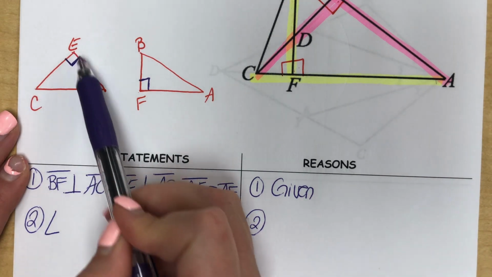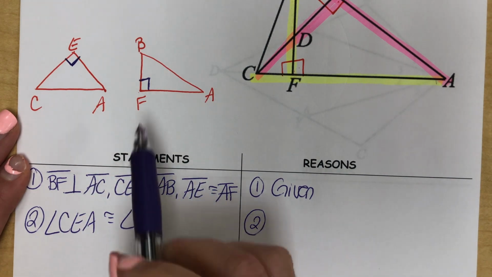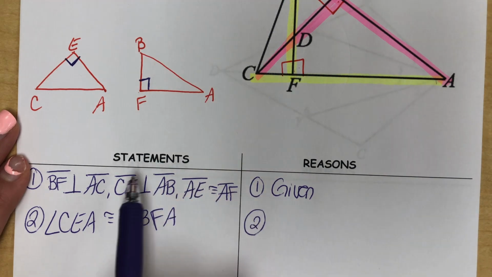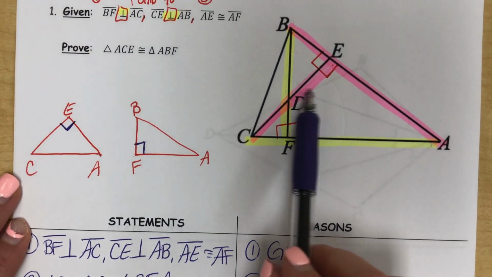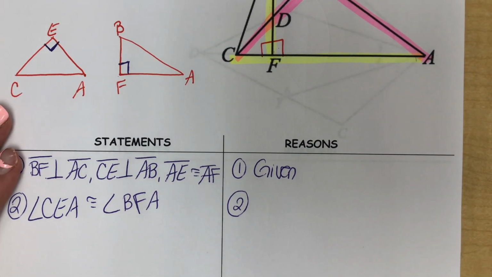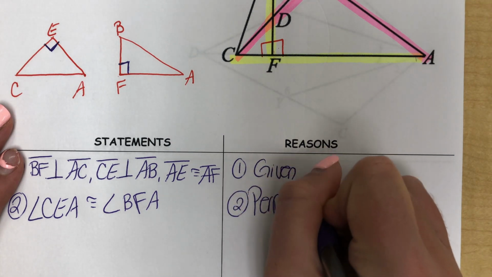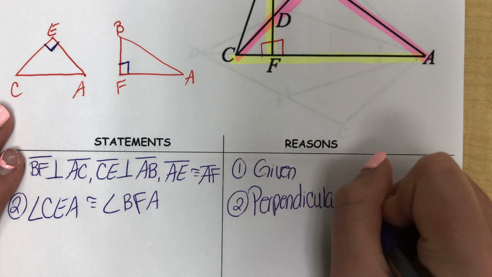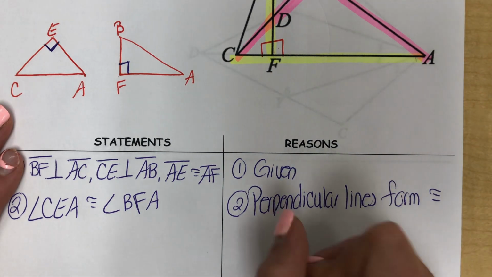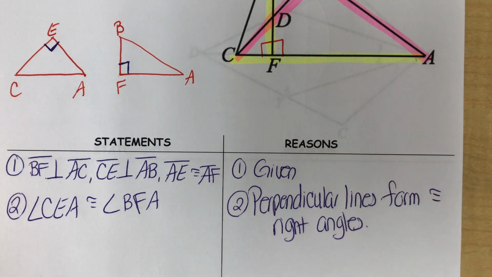Angle CEA is congruent to angle BFA. And again, you can use your diagrams or you can use the original diagram. It doesn't matter, all right? And how do I know that those angles are equal? Well, if I look back in my given, the vocabulary word was perpendicular lines. So you always start off by writing that out. So perpendicular lines form congruent right angles. That's how I know those angles are going to be 90 degrees.